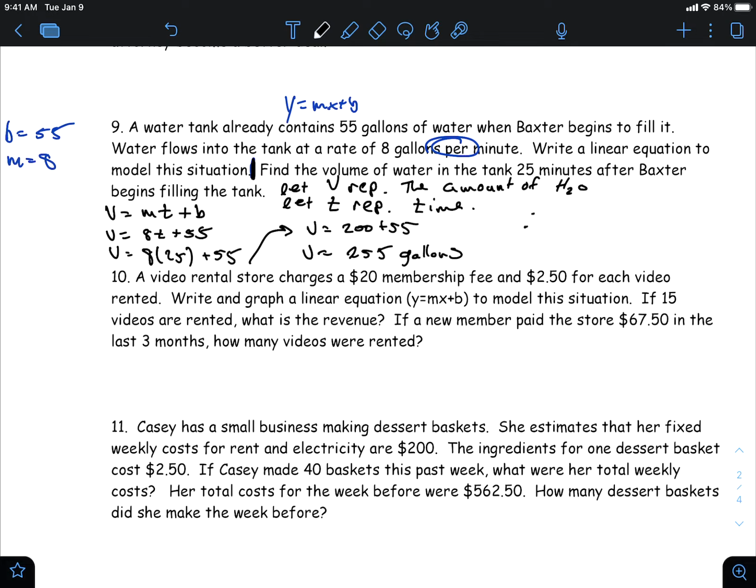Okay? So therefore, you could write, tell me a little therefore statement. It's important to basically summarize your findings, right? So therefore, after 25 minutes, there will be 255 gallons. Okay? Again, I don't think these two questions are too bad.